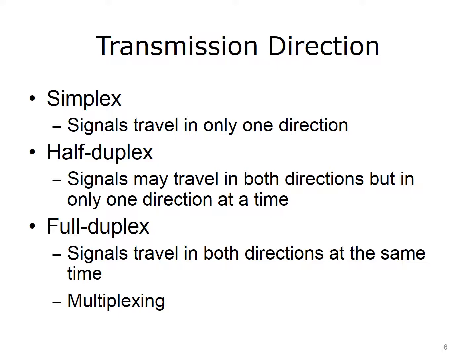Full duplex means that data can flow in both directions simultaneously. An example is a 2- or 4-lane highway. Traffic travels in both directions at the same time. Full duplex allows multiple signals to travel simultaneously over a single media. This is called multiplexing. Full duplex allows more data to be transmitted at any given time.